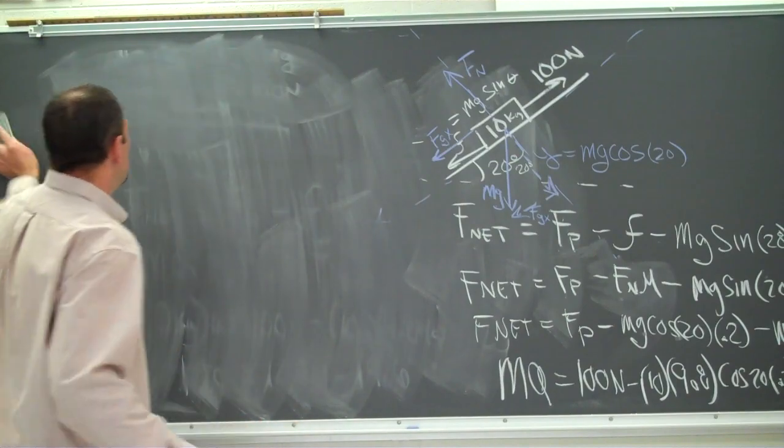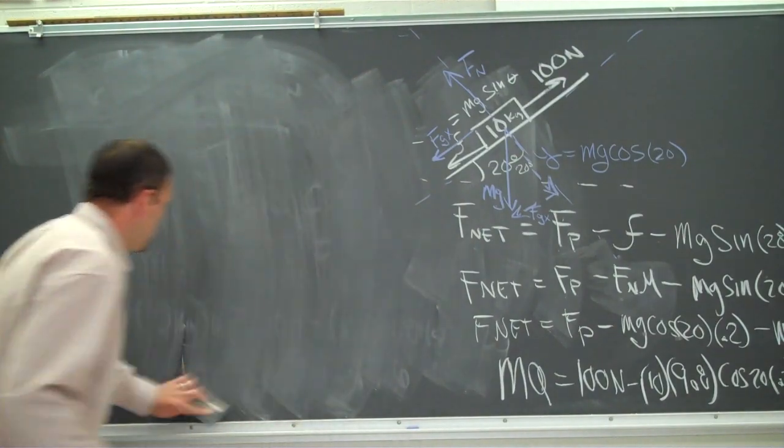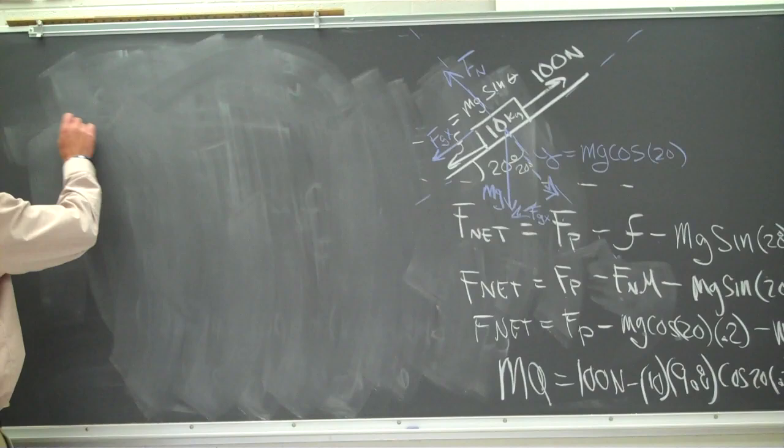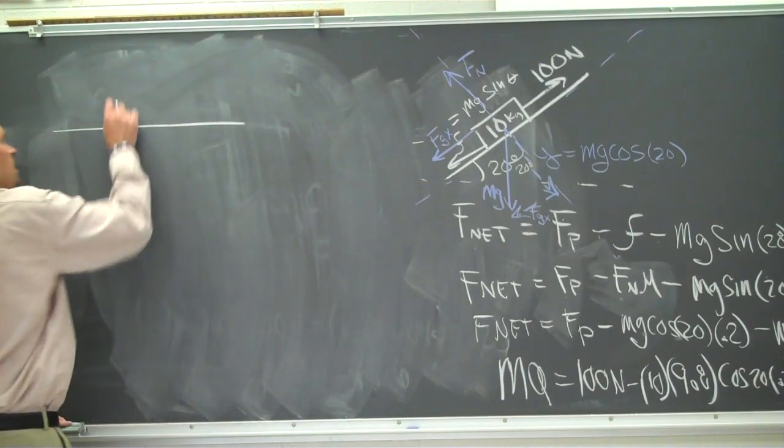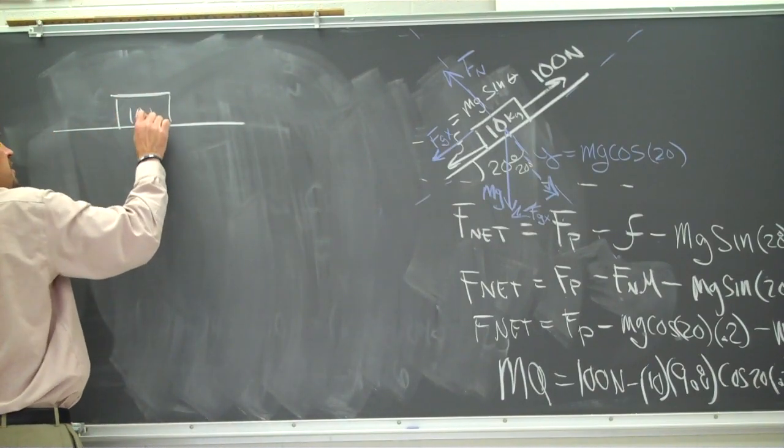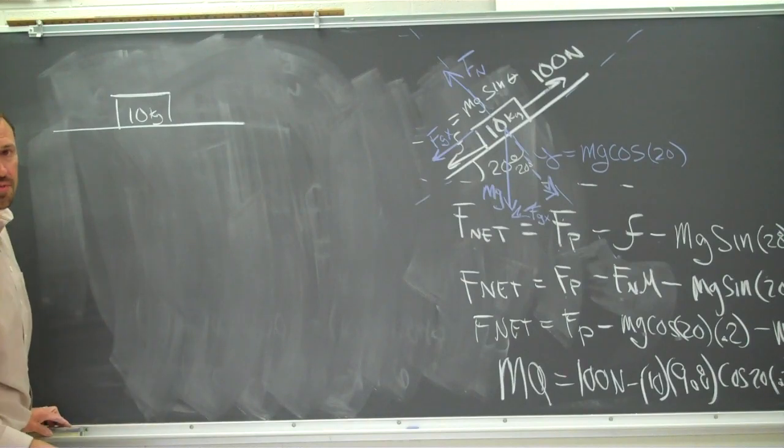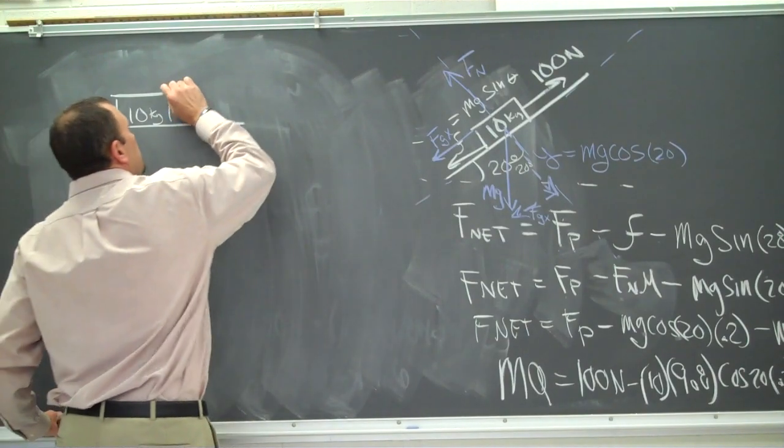So let's go back to this first scenario where we have flat ground. But instead, here's my 10 kilogram box. I'm going to pull it with a force of 100 newtons again. But I'm going to do it at an angle.